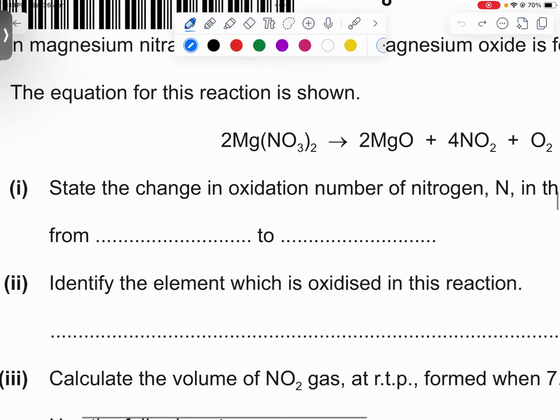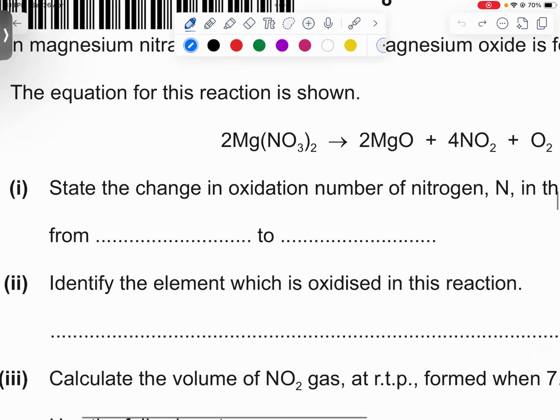Now if we consider 2, then we will do twice of everything, twice of this, so it will be -2 charge over here and 2 nitrogens, and then at the end the answer will still be plus 5. All right. Okay, so nitrogen initially was plus 5.